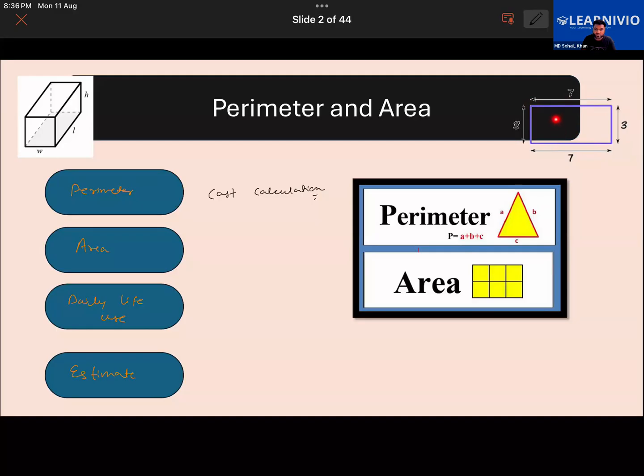And the cost of fencing for just 1 meter is, let's say, $1, or let's say, 80 rupees. So if the entire boundary of the field is given, what will be the total cost for fencing around that field? Such calculations we will also be able to do. So cost calculation is also one of the things we are going to learn about in the chapter.